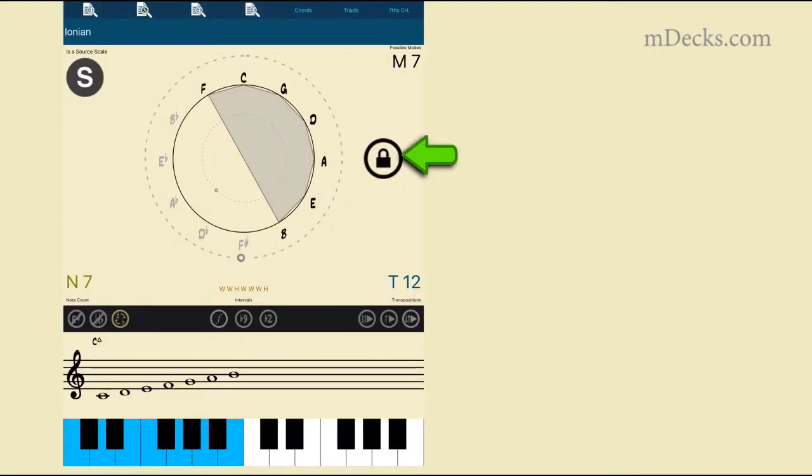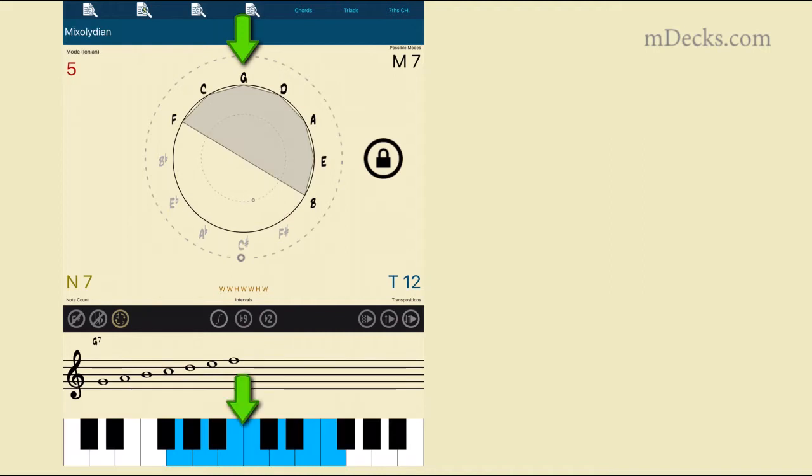Let's lock the outside wheel to the inner wheel first, so that the notes stay in the same place in the circle. So, if we turn the graph clockwise one time, we get G on top. But with the notes from the C major scale, which are all natural notes, and this is what we call a mode of the major scale.